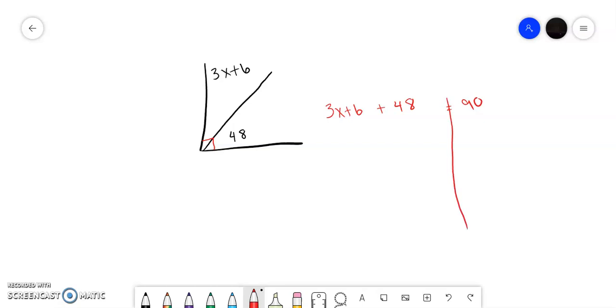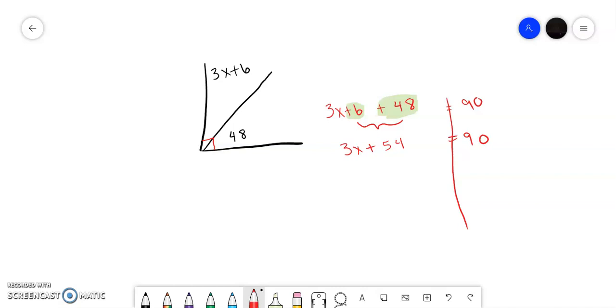Looking over here on the left-hand side of the equation, before I can start moving stuff around, I'm going to look for any like terms. I see I have this positive 6 here and this positive 48. I know I can combine those two. 6 plus 48 should give me 54. I'm going to bring down my 90 and my 3x as well. So now we have 3x plus 54 equals 90.